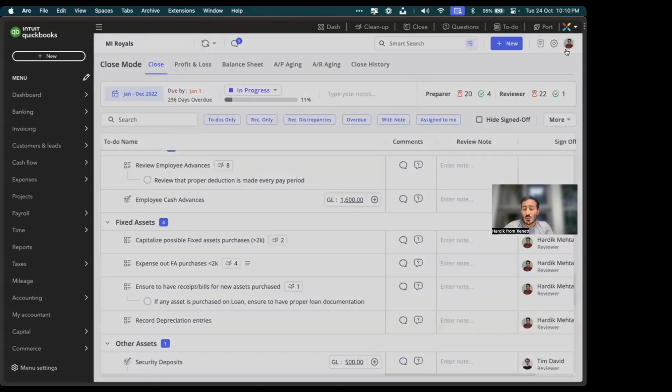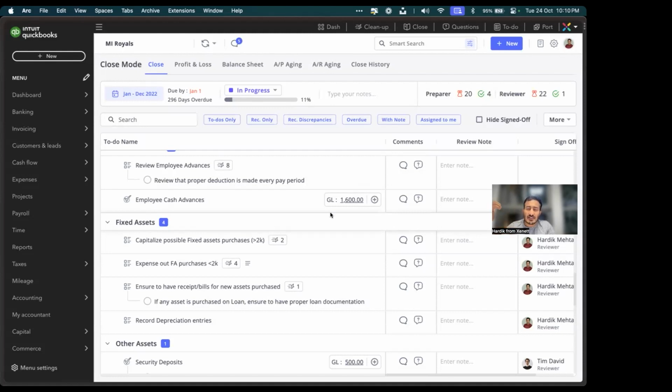Now let me tell you why it's important to have documentation for the new asset purchase. In fact, I have experienced this with some of the clients: when we are purchasing any asset, it's not always a one-time payment.